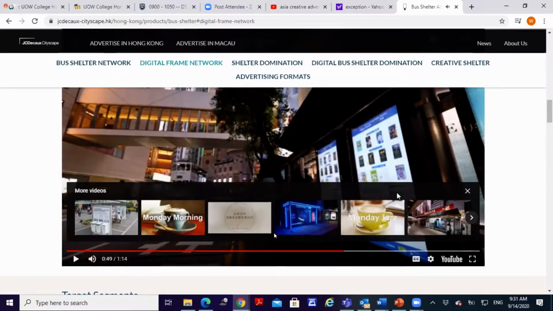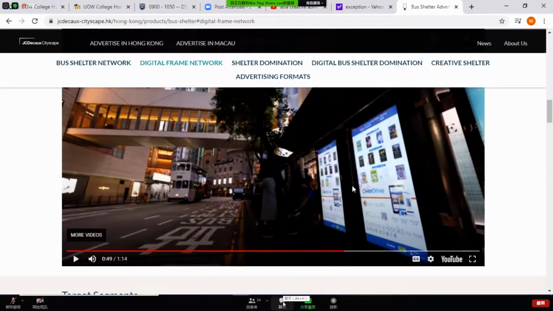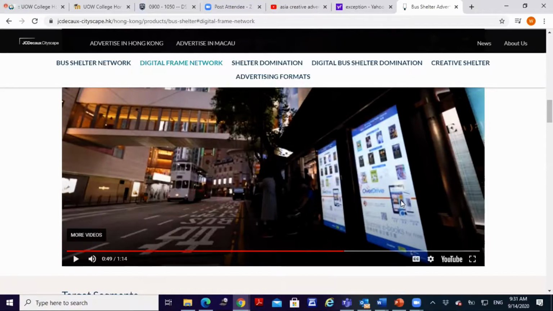Actually, this kind of digital bus shelter is not something new, but it was quite popular around two to three years ago in Hong Kong. When I was studying in the UK some time ago, they started this concept far quicker than Hong Kong. My question: what are the advantages of digital billboards, or digital bus shelters, while comparing with the traditional one?